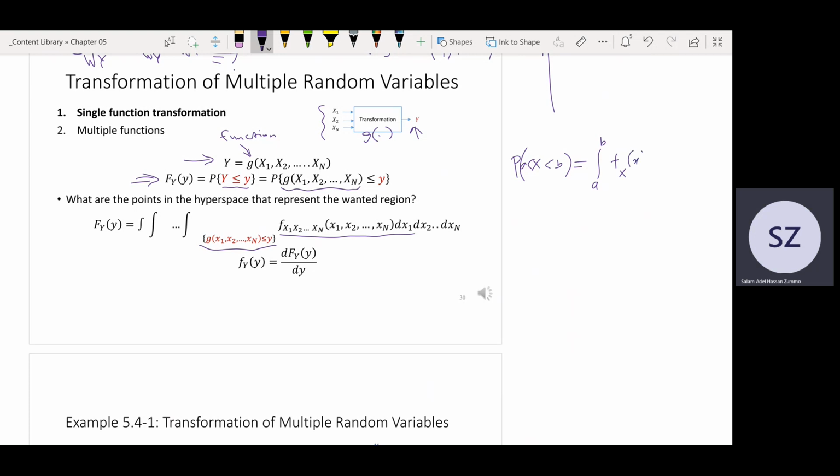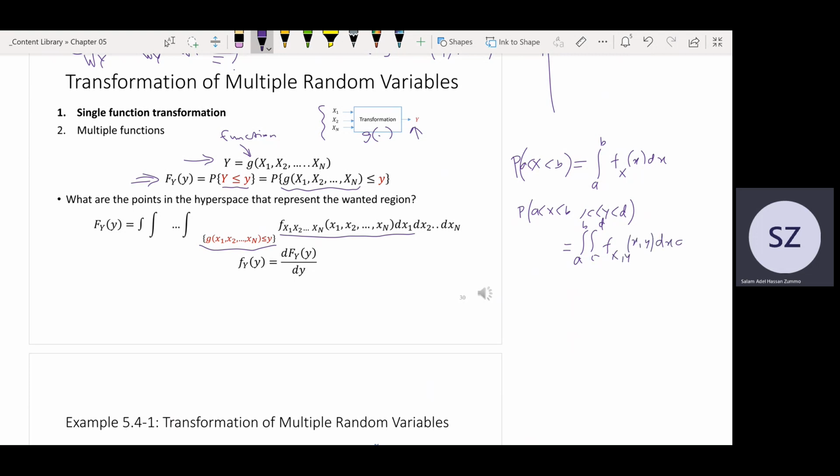Now, if I'm looking at two random variables, the probability of x between two numbers and y between two numbers: if I want to find the probability that x is between A and B and y between C and D, what do we do? A double integral between A and B, C and D of the joint PDF, exactly.